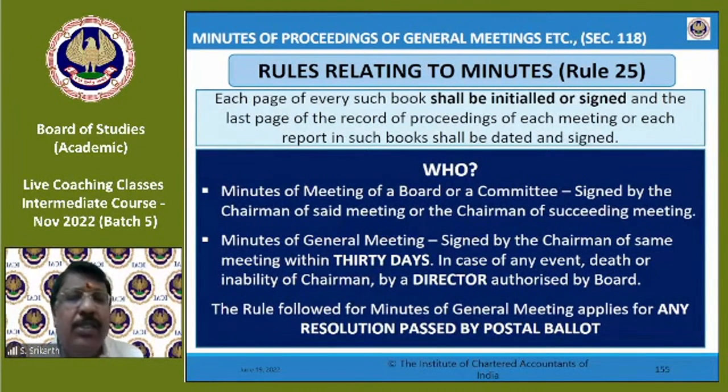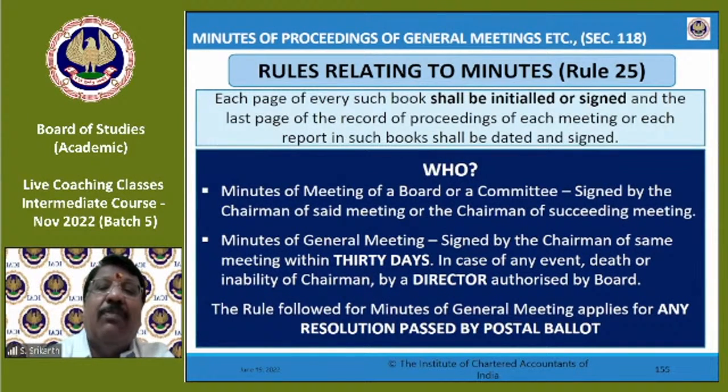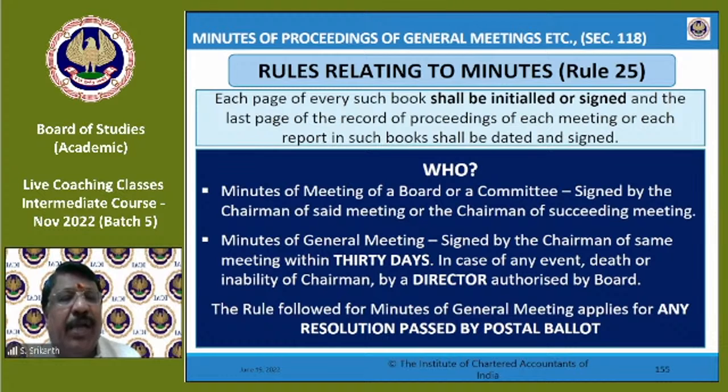Now, who will sign the minutes in the meeting? The next board meeting, how do you know who is the chairman of the succeeding meeting? So, within 30 days, if you want somebody to sign, it has to be the chairman of that meeting only. So, how do I know who will be? Am I God that I can predict the future and say so and so will be the chairman of the succeeding meeting and make him sign?